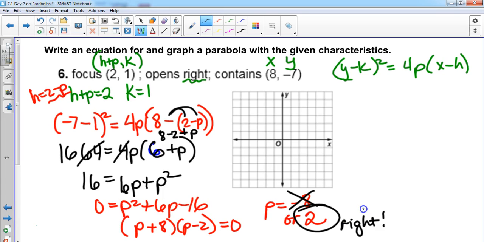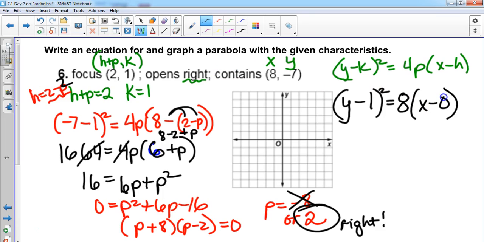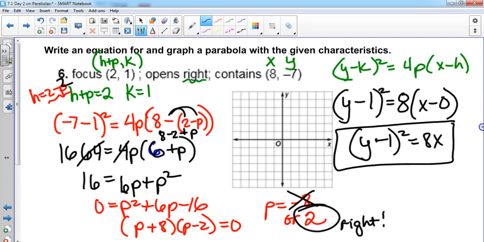Are we done? We got to write the equation. Y minus, what's k? Squared equals, what's p? P is 2, so 4p is 8. X minus, uh-oh, do we know h yet? We got to put our p is 2 back in here, so we get h is 0. That's how it would look in the book if you left it x minus 0. I don't care. All right.